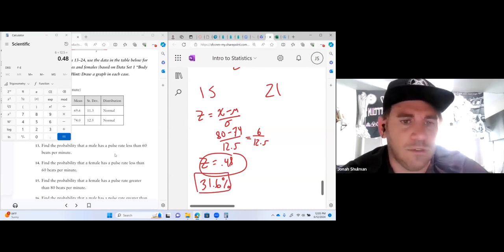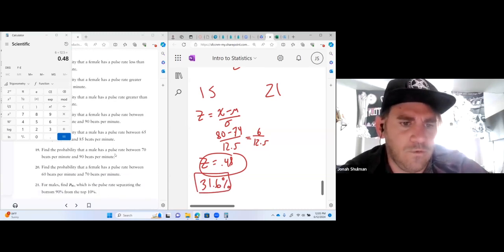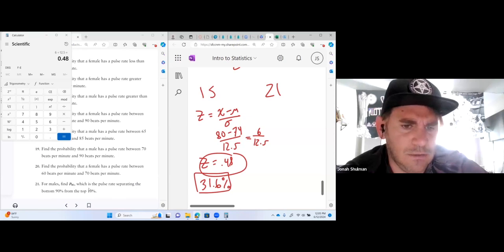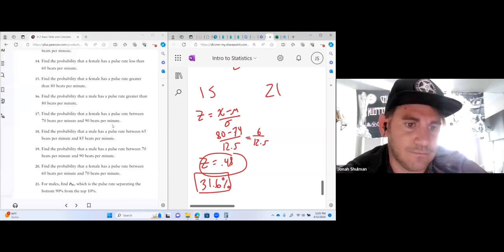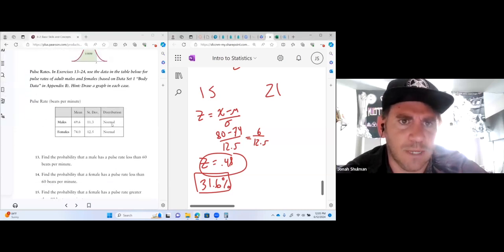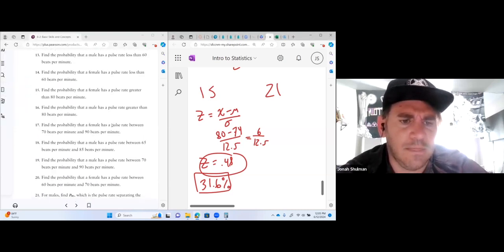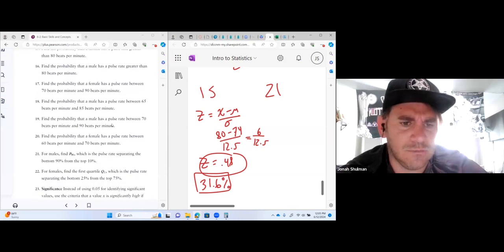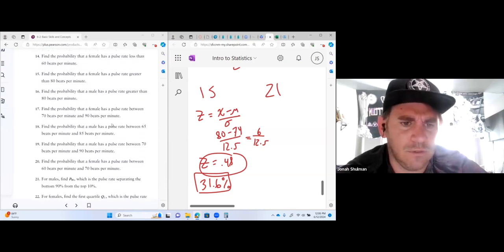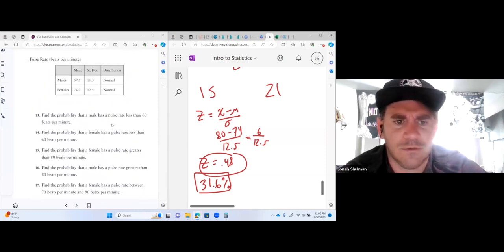All right, let's look at 21. For males, find P90, which is the pulse rate separating the bottom 90% from the top 10%. Okay, so we have to go backwards here. I'm just going to use Excel because we have all the numbers, right? And we want males.